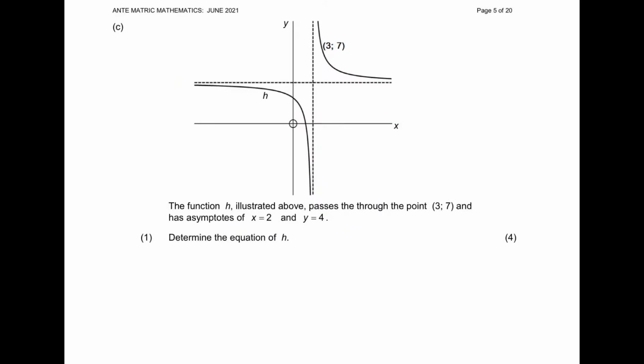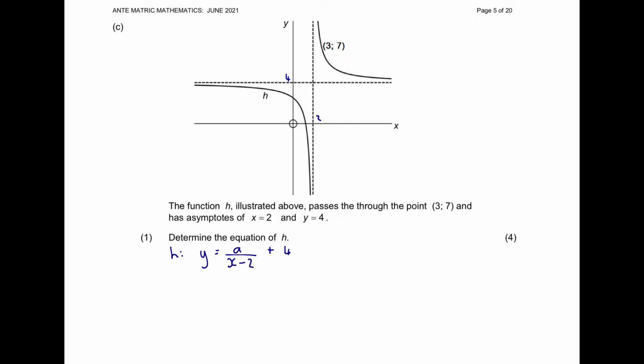Question C. The function h illustrated above passes through the point 3 and 7 and has asymptotes of x equals 2 and y equals 4. So we know immediately that the x value there is 2 and the y value there is 4. Okay, so the standard form of the equation of a hyperbola, and they don't tell you it's a hyperbola, you must recognize by the shape that it's a hyperbola, is y is equal to a over, and now we've got the vertical asymptote at x equals 2, so our denominator will be x minus 2. All right, we've got a horizontal asymptote at 4, so our constant will be positive 4.